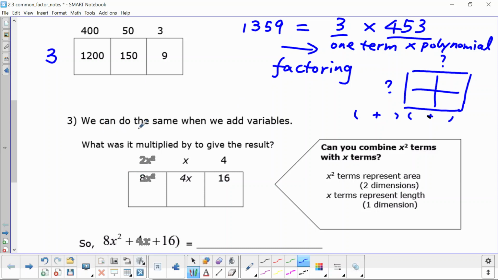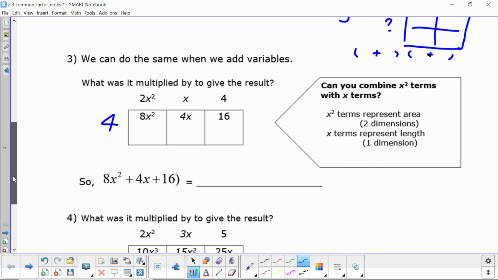We can do the same when we add variables. What was 8 multiplied by to give the result? So the area is 8x squared plus 4x plus 16, and one side is given. We are asked to find the other side. Which number times 2x squared will give you 8x squared? Do the division: 8 divided by 2 gives you 4. Then double check: 4 times 2x squared gives you 8x squared.